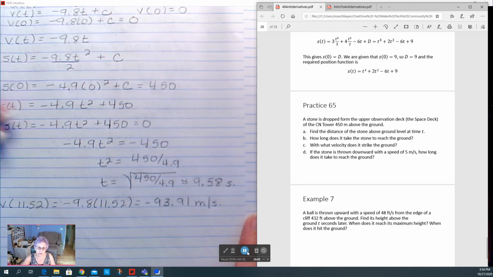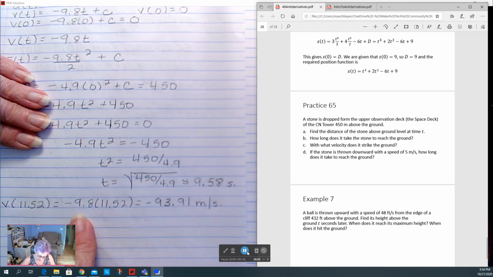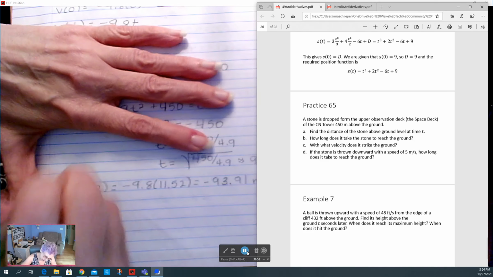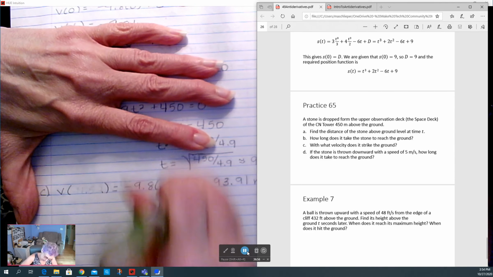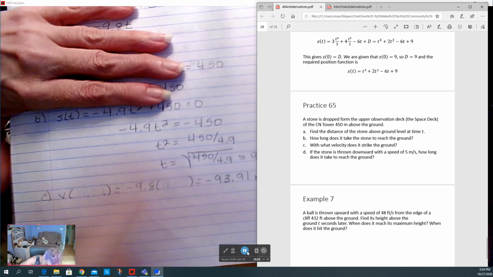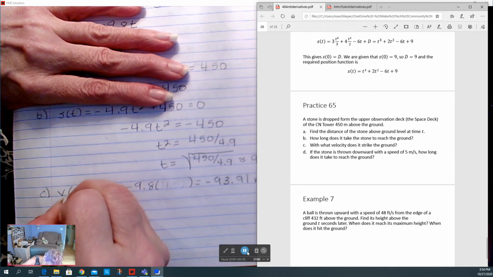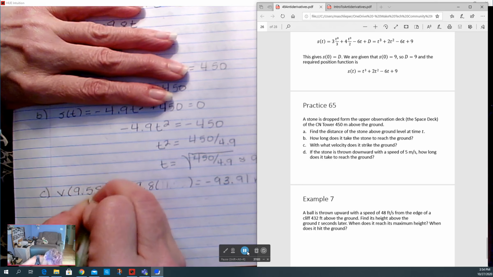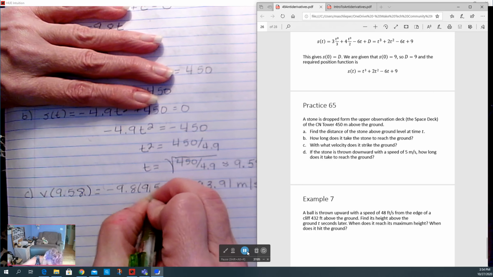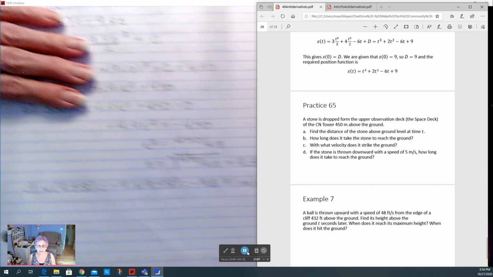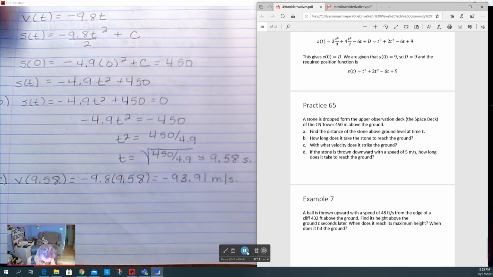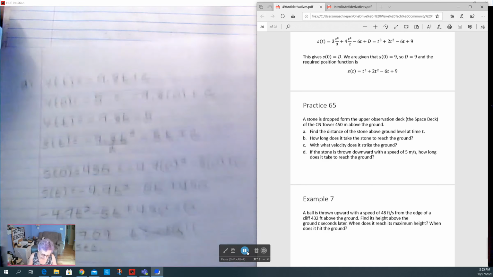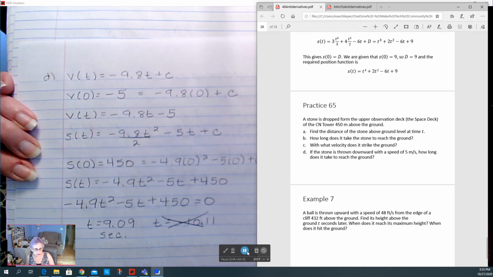And it's 9.58 seconds. And then I plug 9.58 in for the velocity. I did it in the calculator, so the right answer is there now. So this is 9.58. 9.58. So negative 93.91 meters per second. Okay. Then we come over here.